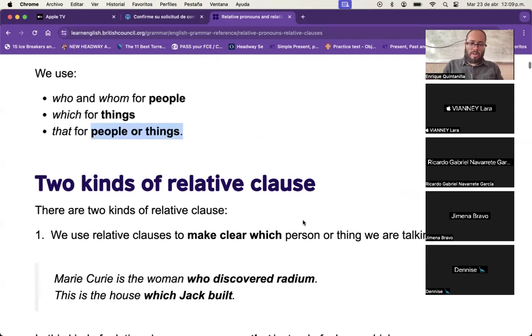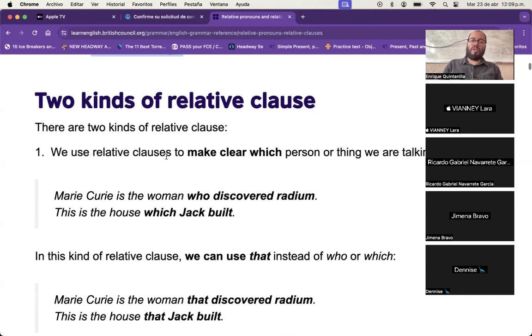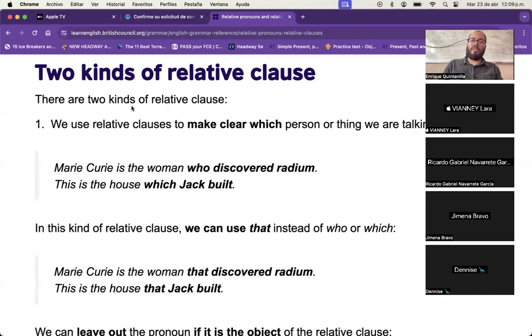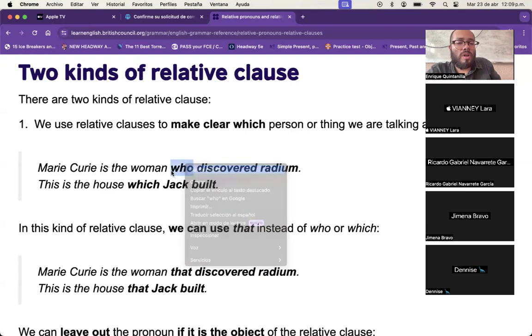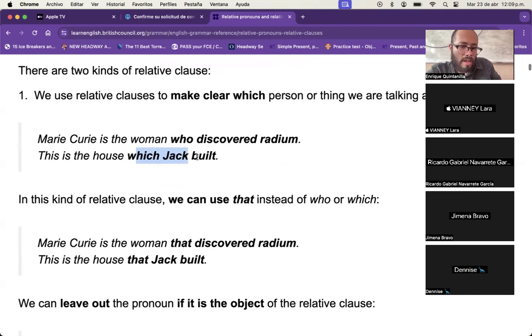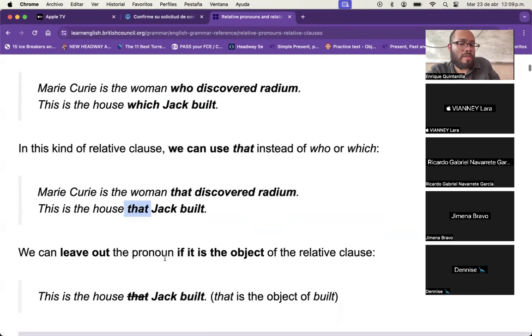There are two kinds of relative clauses. The relative clauses that make clear which person or thing we're talking about. We have who and which. For example, Marie Curie is the woman who discovered radium. This is the house which Jack built. In this kind of relative clause, we can use that instead of who or which, and it's acceptable. Marie Curie is the woman that discovered radium, or this is the house that Jack built.